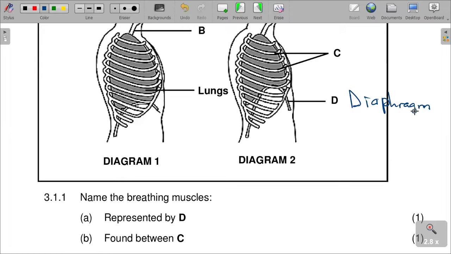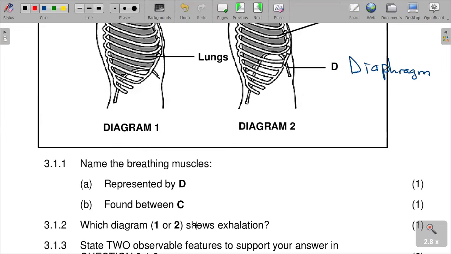D represents the diaphragm. And then also found are muscles at C. What muscles are they? These muscles are called intercostal muscles, and we can sometimes also call them the external and internal intercostal muscles.